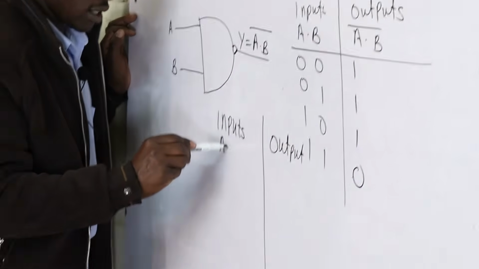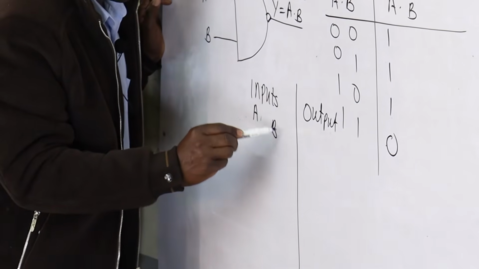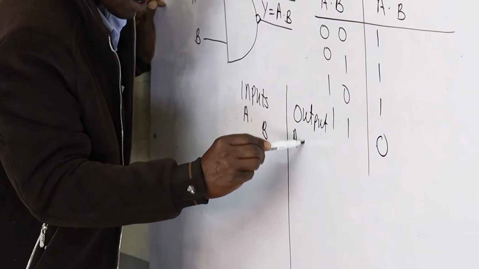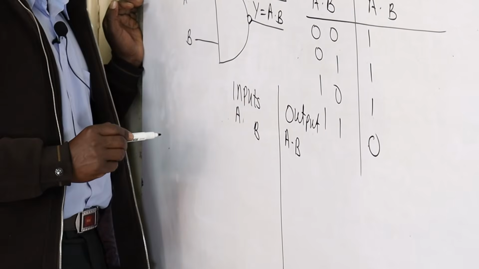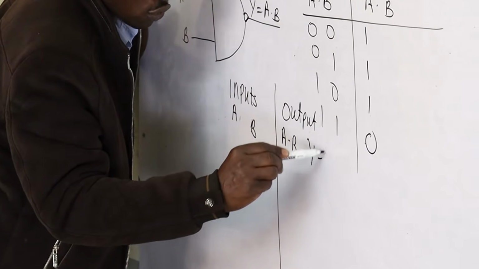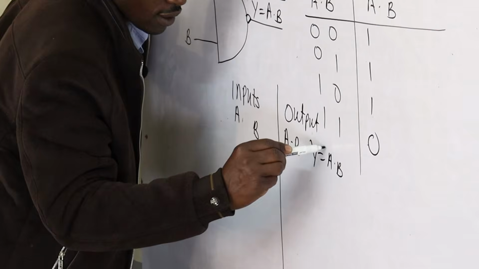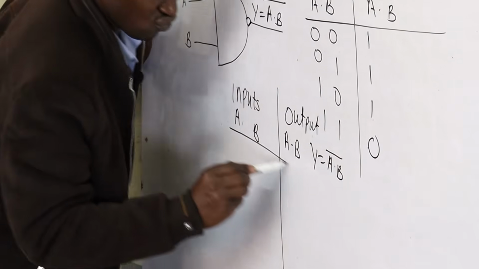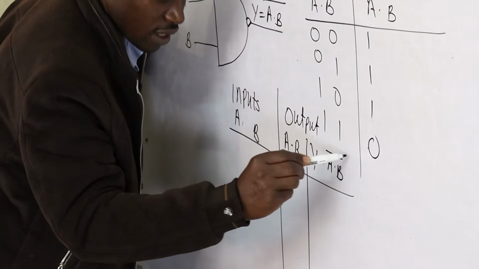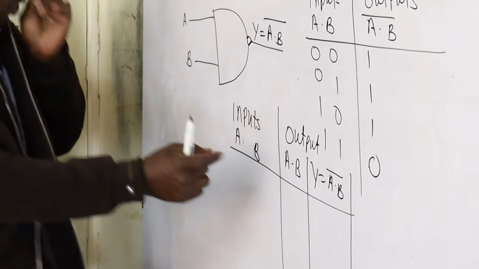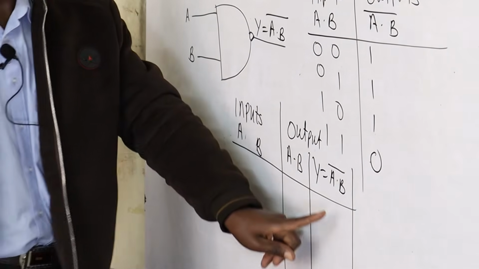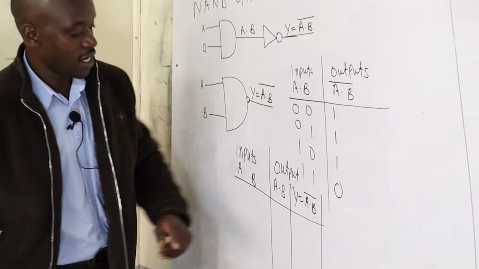So I have A and B as the input. Then I pass it through an AND gate. I get A dot B. But my Y will be equal to A dot B bar. I have drawn two of them so that at least somebody will see. We pass through the AND gate before we obtain the output of a NAND gate.